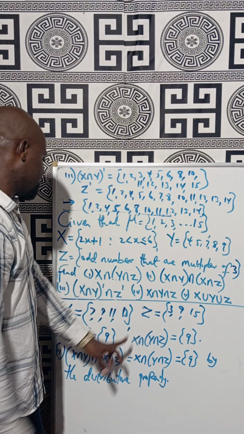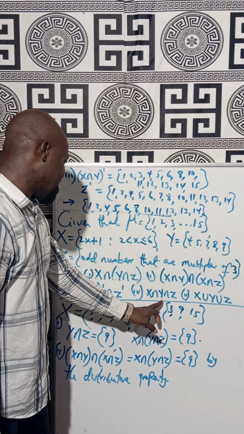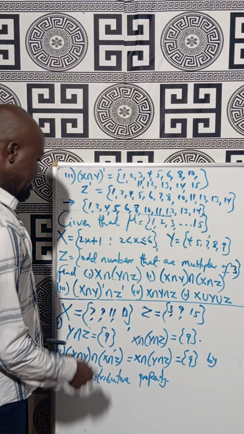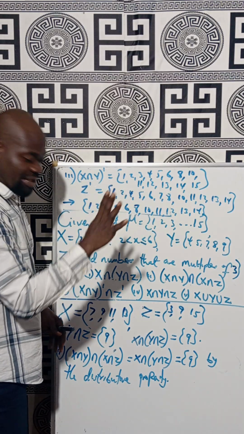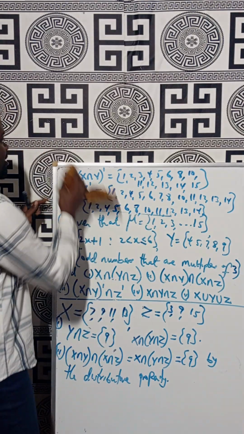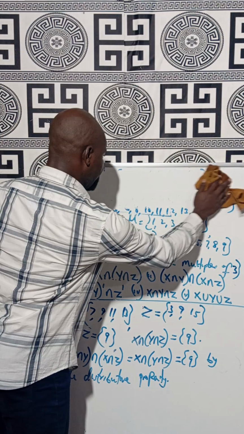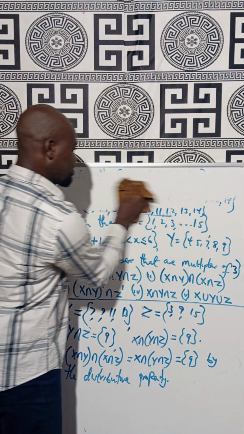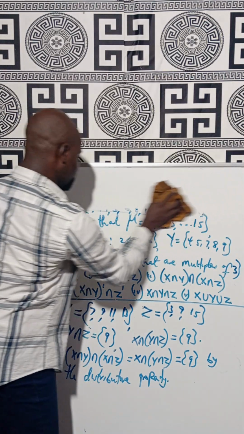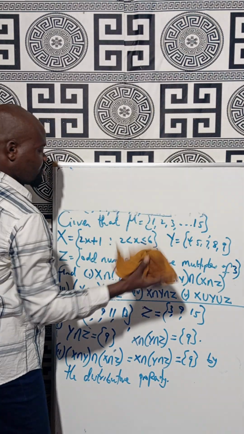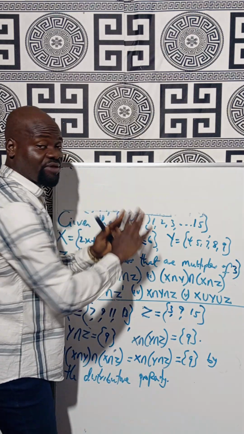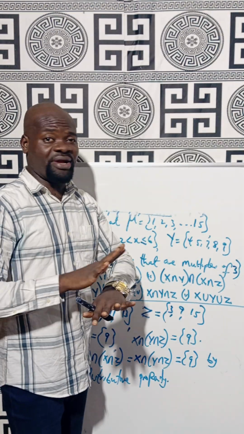Now the next one is what? X intersection Y intersection Z. So let me clean it. Hope you have written this one and understood. Let me clean it so that I have more space to write my work. So let's look at the last two. You can see that this topic is very, very easy and simple.